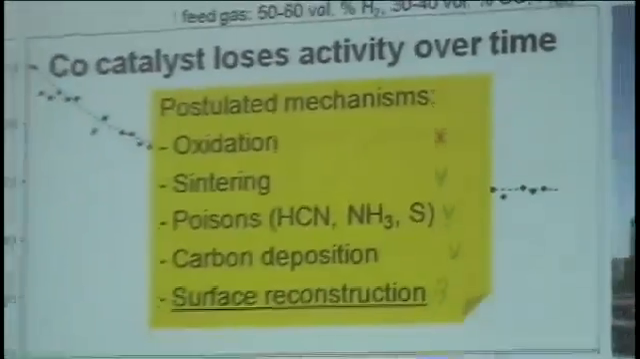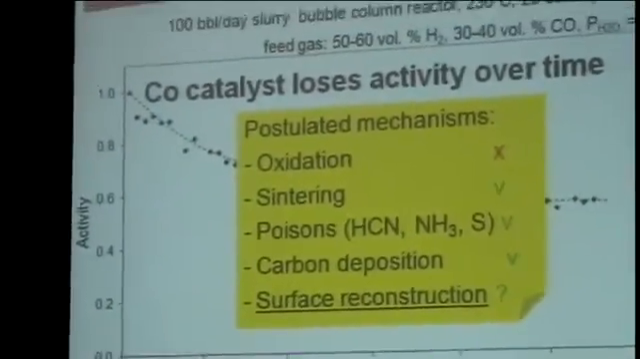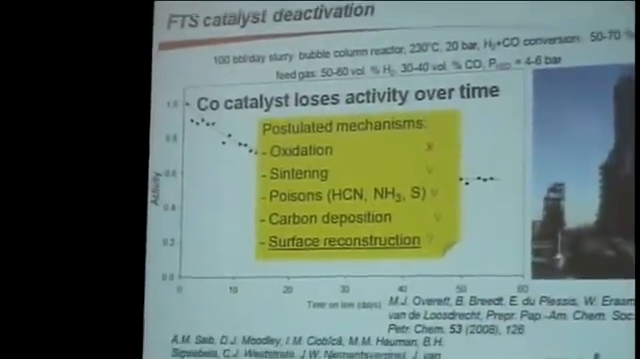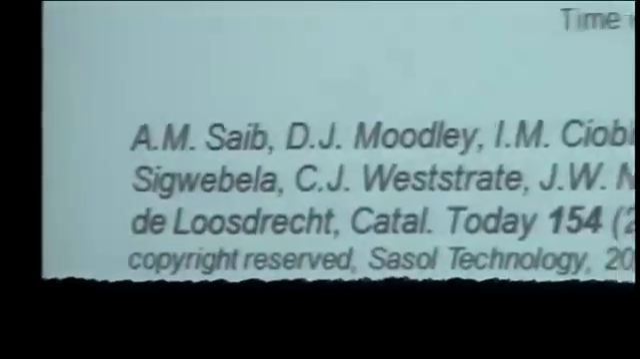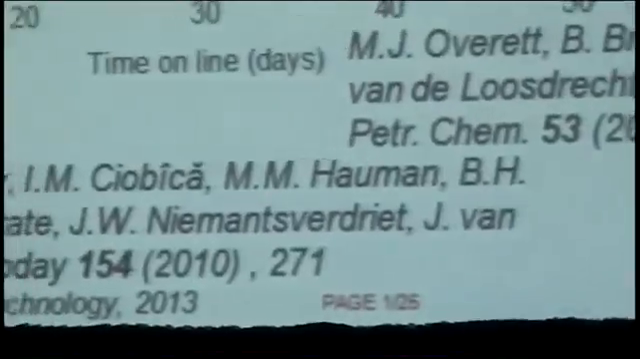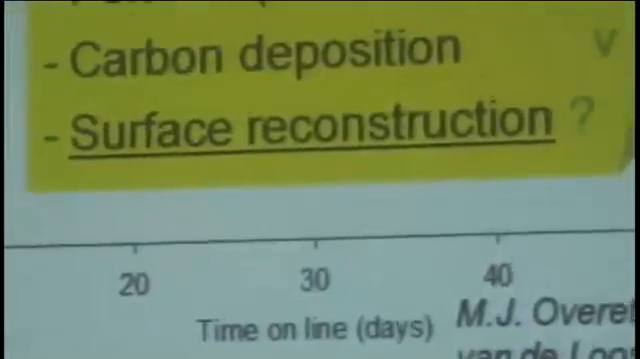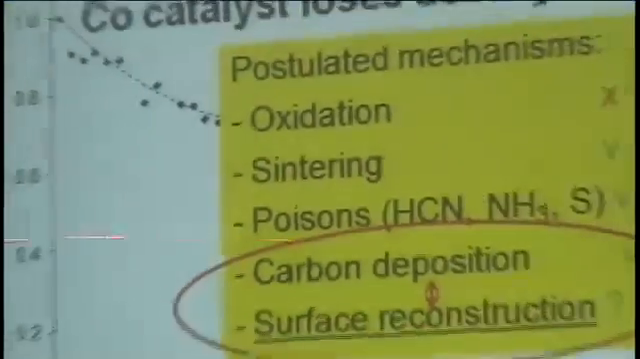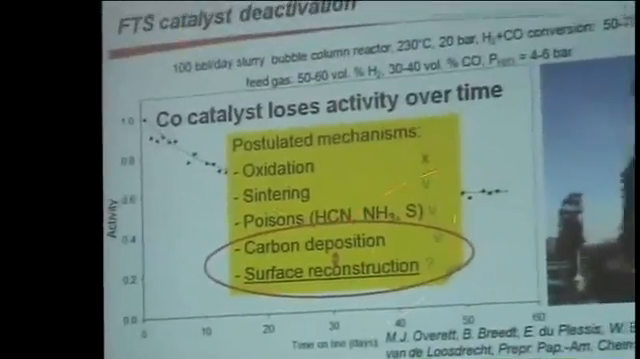So several mechanisms have been postulated to explain this deactivation, and earlier work in our group in the same collaboration has shown that oxidation is probably very unlikely for realistic catalysts under Fischer-Tropsch conditions. So we're left with sintering, poisons, carbon deposition and surface reconstruction. What I want to focus on in this talk today is those last two factors, carbon deposition and surface reconstruction, and whether there is a link between the two.